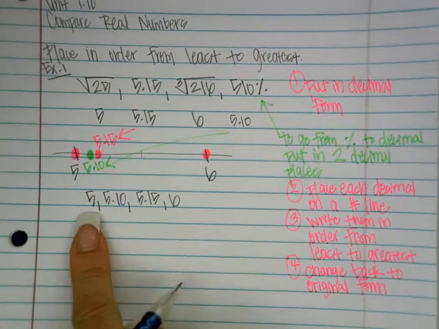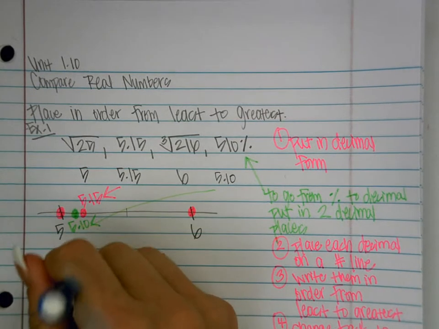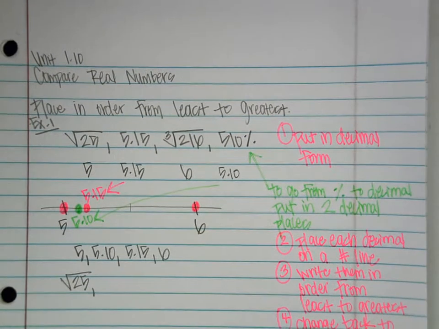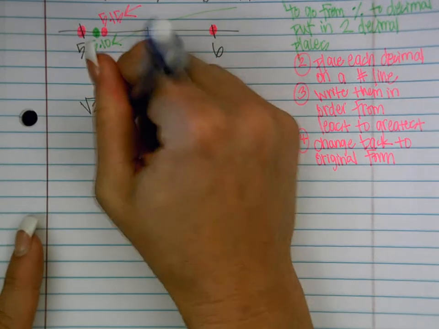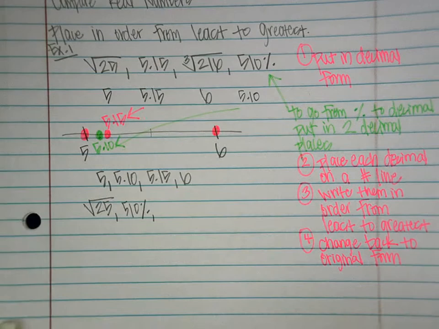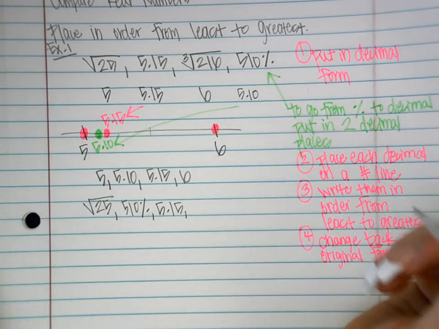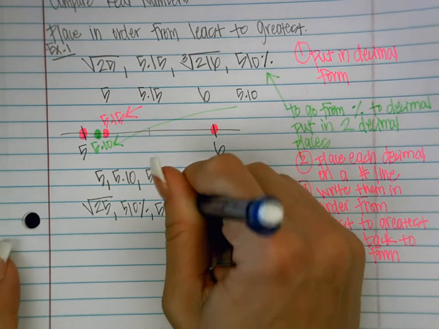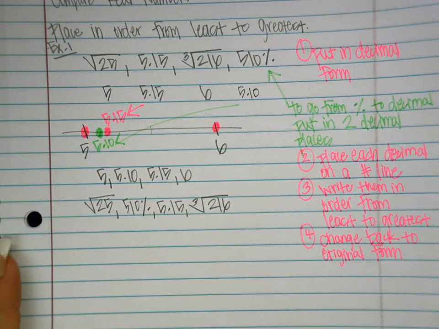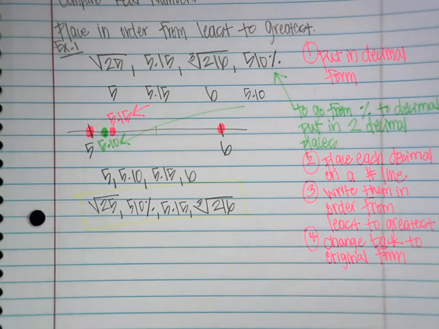So where did my 5 come from? What was its original form? Root 25. Okay, so that is the least number. Where did 5.10 come from? What form? 510%. Where did 5.15 come from? It started that way. So that one stays, 5.15. And finally, where did 6 come from? Cube root of 216. This is the actual answer that I am looking for.